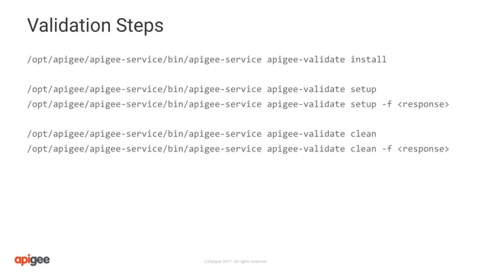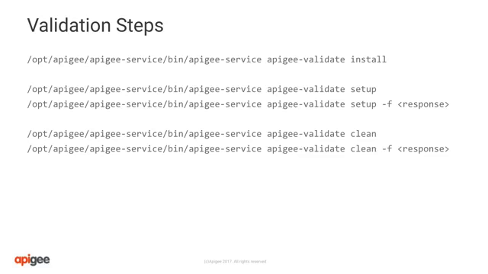The only required input to the Apigee Validate tool is the sysadmin password. You can either set the APIGEE_ADMIN_PW variable in a response file and pass it to the tool with the -f option, or simply type the password when prompted. Here, we will type the password. To execute the script, run apigee-service apigee-validate setup.